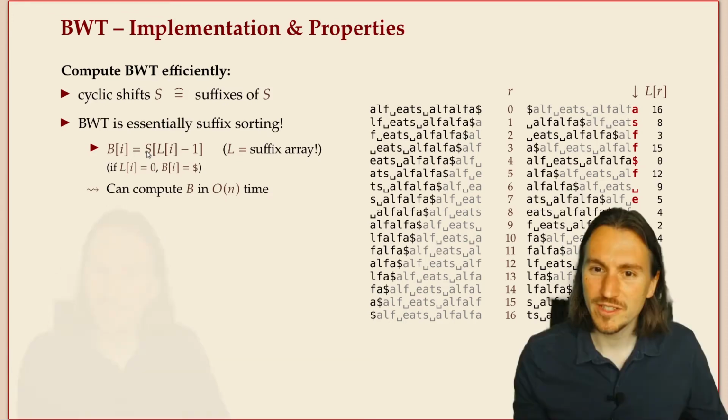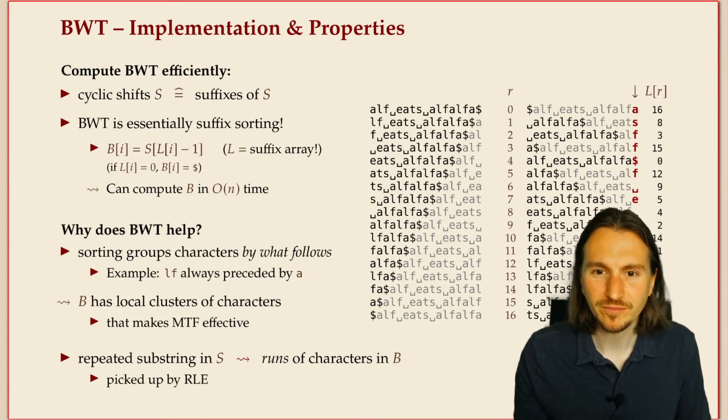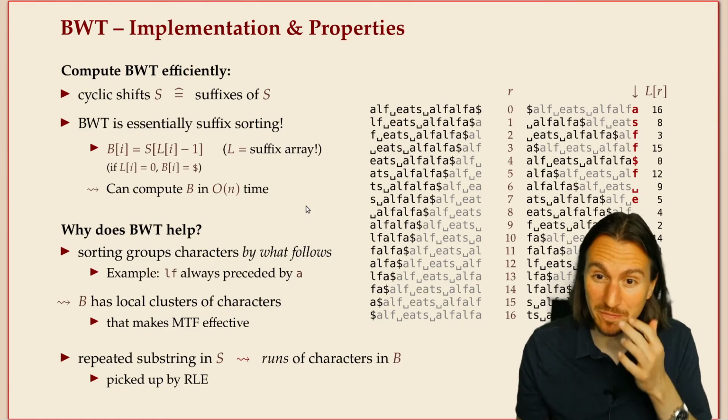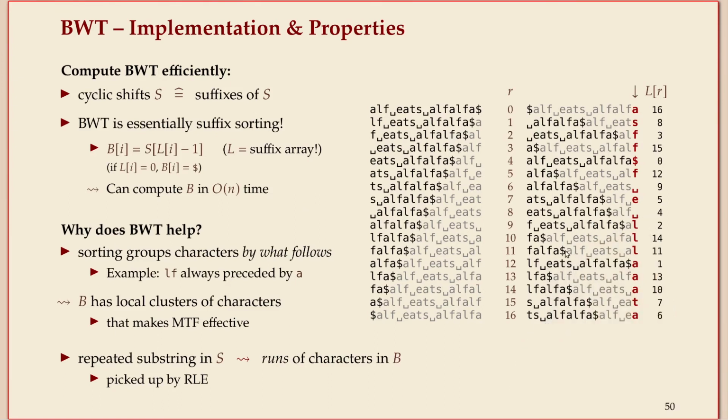The next question is, why is this any interesting? Why does the BWT help us in compression? And for that, I think I need here the example.